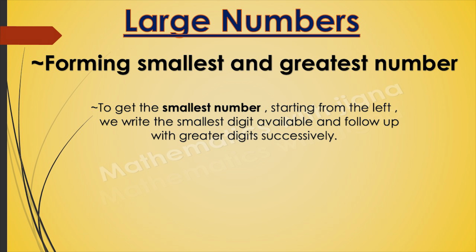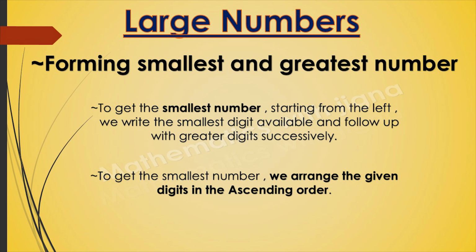On the other side, to get the smallest number starting from the left, we write the smallest digit available and follow up with greater digits successively. In short, to get the smallest number, we arrange the given digits in the ascending order. Ascending order means smallest to greatest numbers.